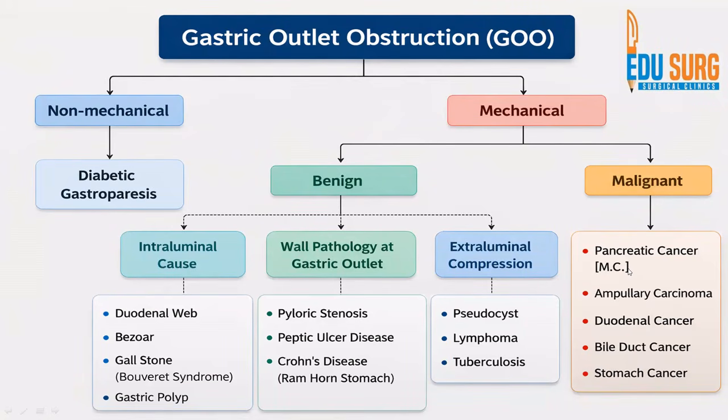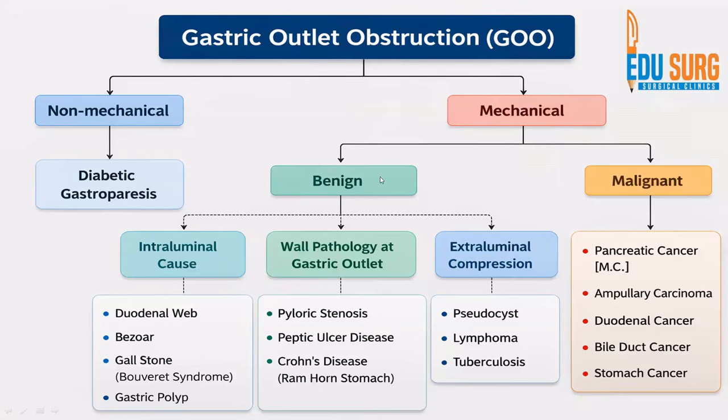In malignancy, the most common cancer causing gastric outlet obstruction is pancreatic cancer. Other cancers are in that vicinity. So if you know the anatomy, we have a series on duodenum and stomach anatomy, so you can have a look at that. Ampullary carcinoma, duodenal cancer, bile duct cancer, and stomach cancer. So all of these can lead to mechanical blockage in the pyloroenteric region and lead to gastric outlet obstruction.